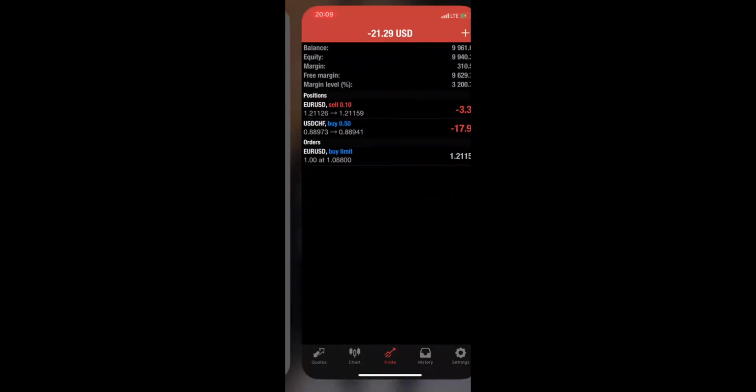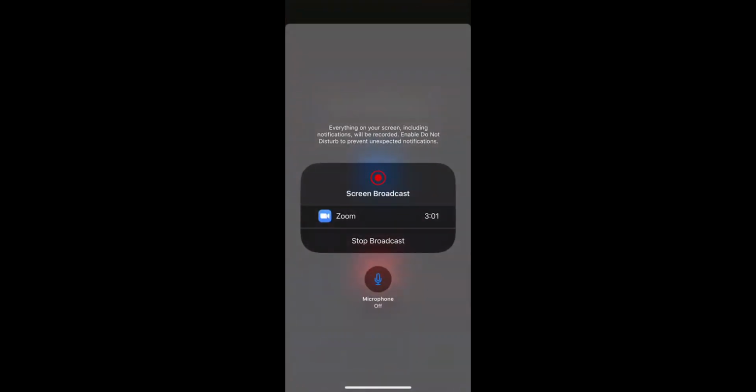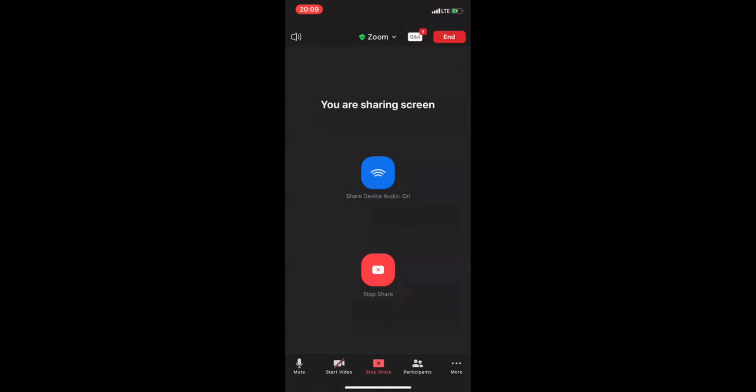Guys, this is a simple way on how to navigate the MetaTrader 4.